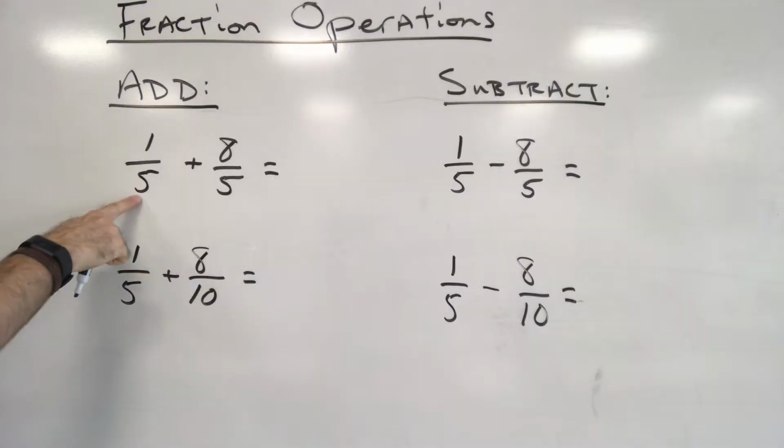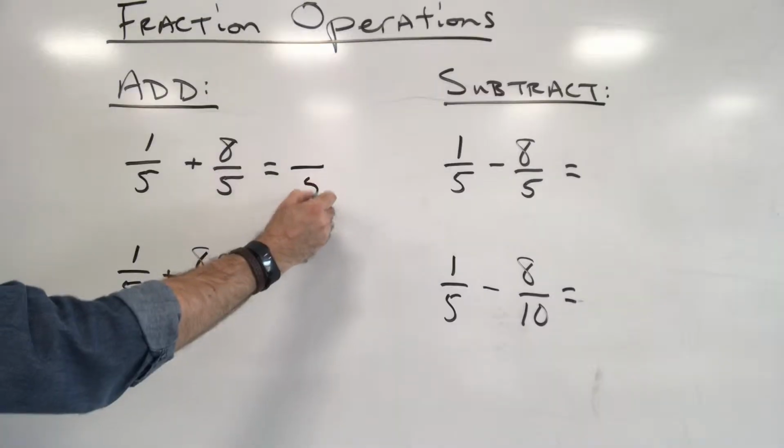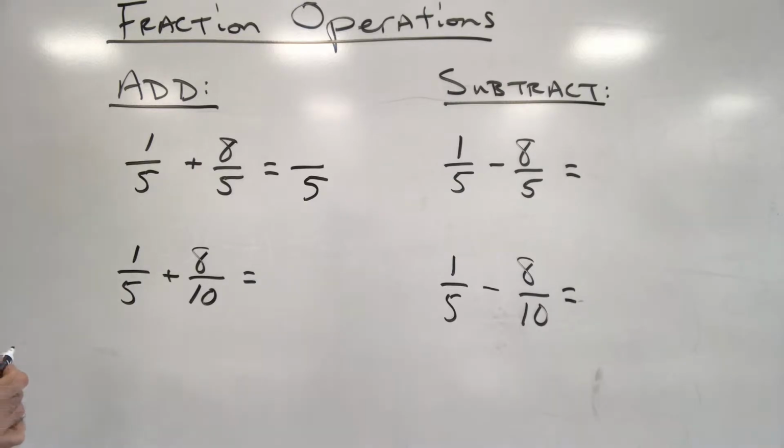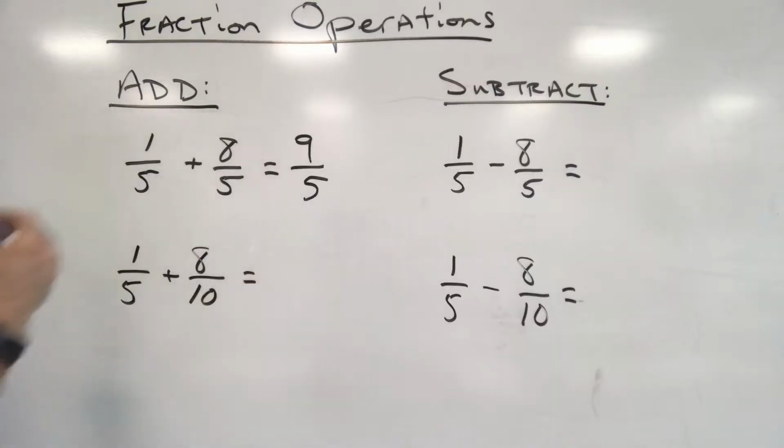What I look for are common denominators. Because I have common denominators, that means my answer will also have a denominator of 5. I can easily add these up. So I take the 1 plus 8 and I get 9/5 for my answer.